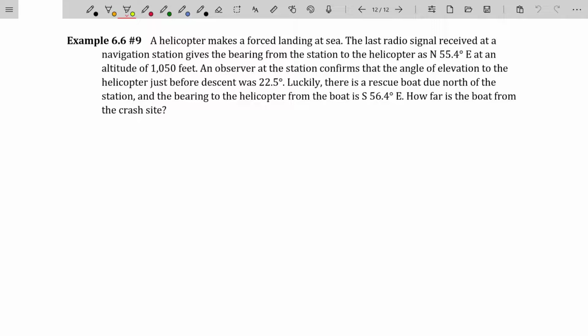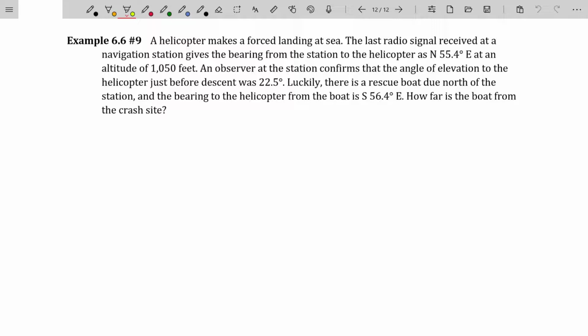An observer at the station confirms that the angle of elevation to the helicopter just before descent was 22.5 degrees. How did that person know? Have no clue. Luckily, there is a rescue boat due north of the station, and the bearing to the helicopter from the boat is south by 56.4 degrees east. How far is the boat from the crash site? This is a very complex problem.